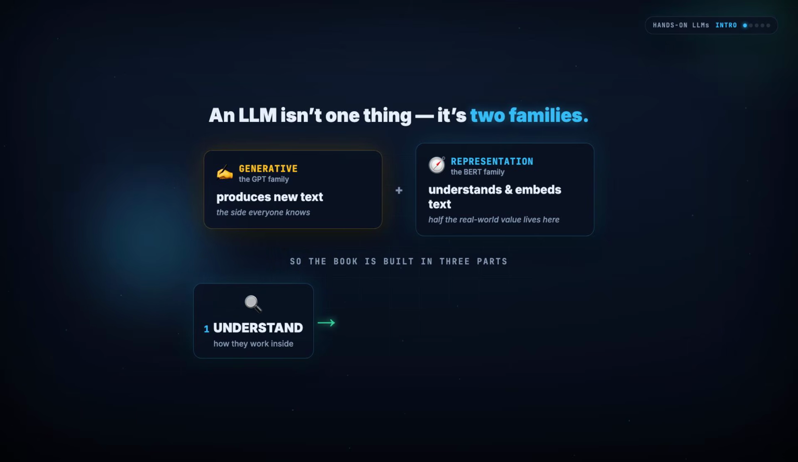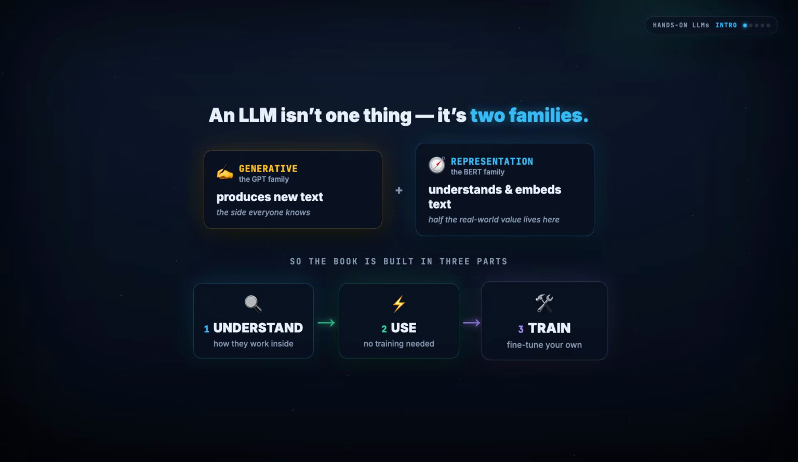But on the other side, you have representation models, the BERT family, models that don't write anything. Instead, they understand text and turn it into numbers. You can search, sort, and cluster. Half the real world value of this technology lives on that quiet second side, and almost nobody talks about it.